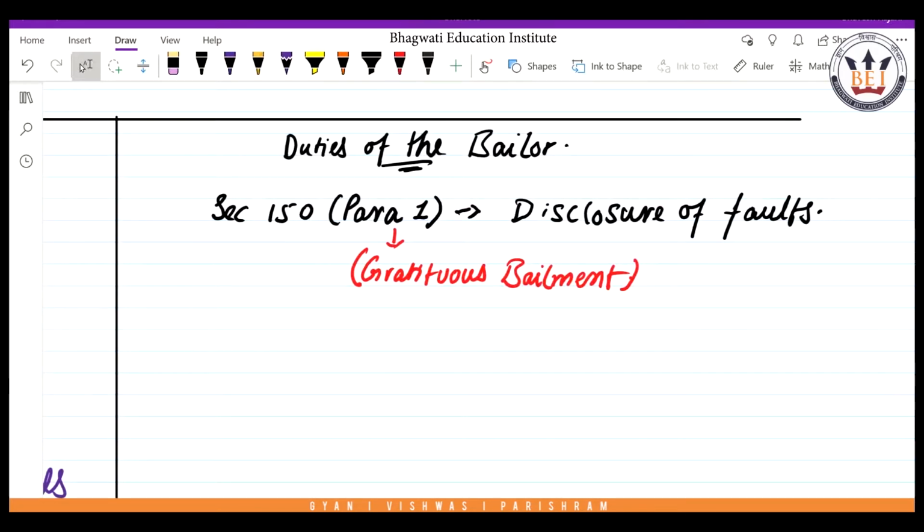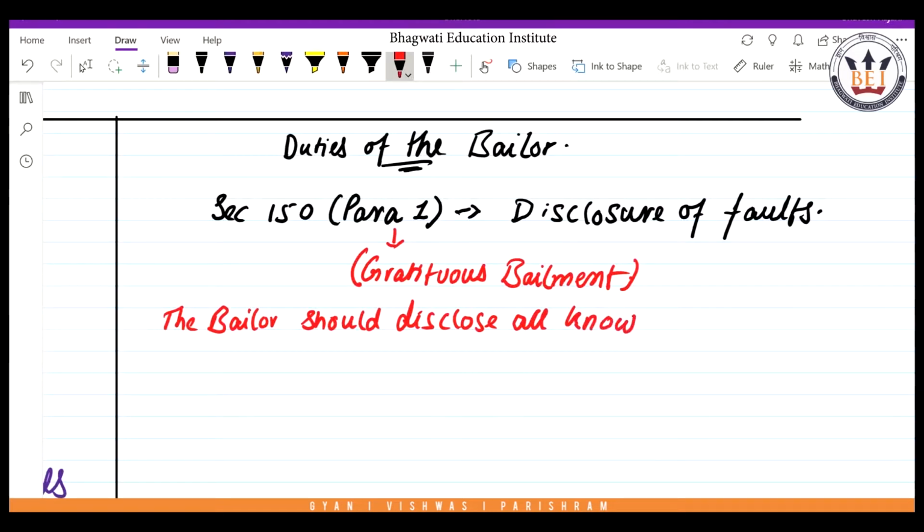That the bailor must disclose or should disclose all known faults. We'll come to this term, known faults. Right. The bailor should disclose all known faults. That one thing we need to keep in mind.